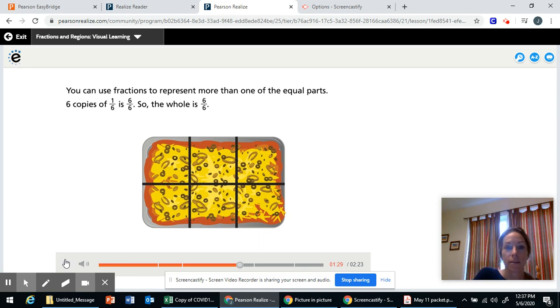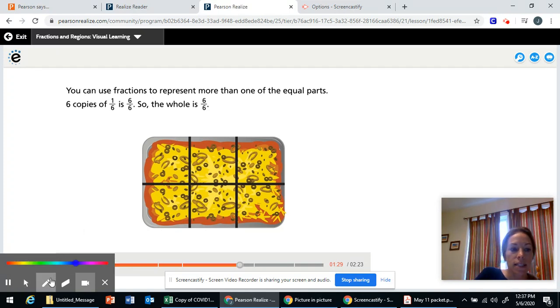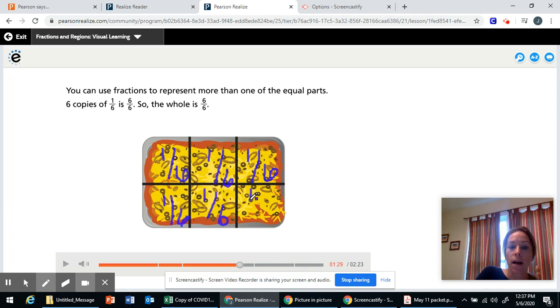When he is saying that, what he means is when he says you can use fractions to represent more than one of the equal parts, if I label these, I'll use blue. This would be 1/6, like I said before. This would be 1/6. This would be 1/6. And if I kept labeling all of these parts with that fraction and I added all of them up, what would they equal? They would equal 6/6. It's a little bit of a tongue twister because you have 1/6, 2/6, 3/6, 4/6, 5/6, 6/6, which is the same as a whole, just like they said up top.